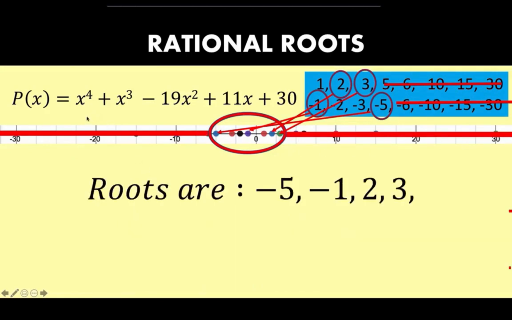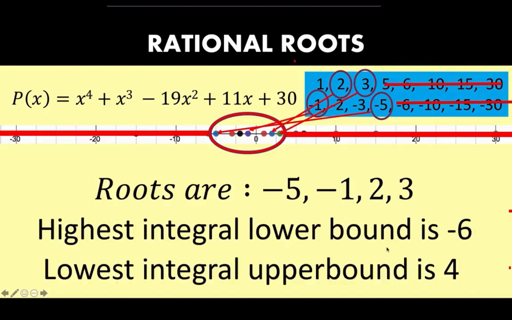The roots now of the equation x to the 4th plus x to the 3rd minus 19x squared plus 11x plus 30 equals 0 are negative 5, negative 1, 2, and 3. The highest integral lower bound is negative 6, this part here. And the lowest integral upper bound is 4, this part here.